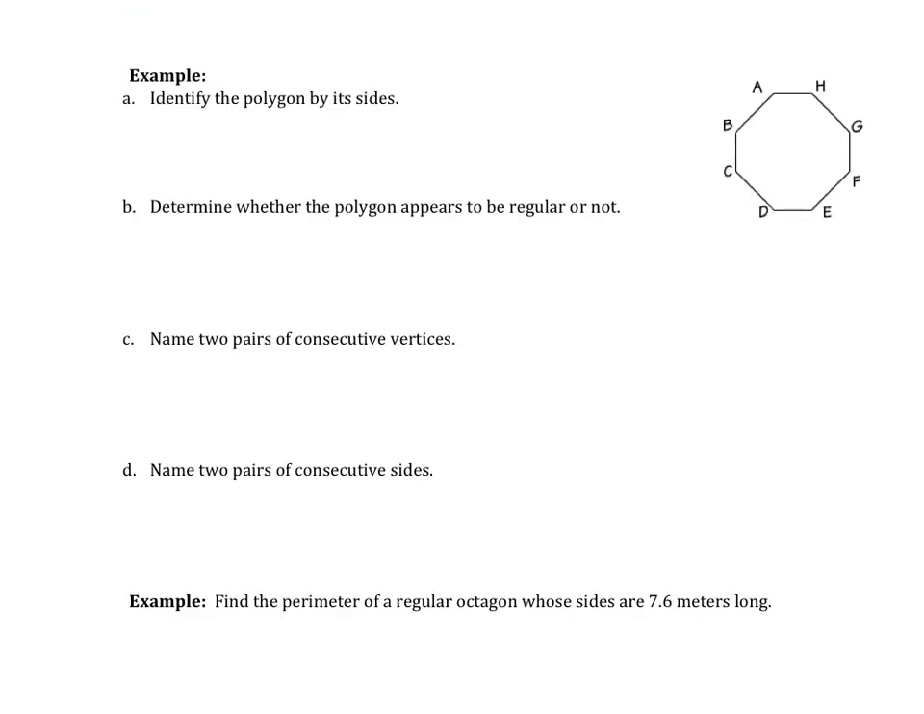Alright, so we're going to identify the polygon that we're given here by its sides. So identifying it by its sides is that first box at the top. I'm just going to count them. So we've got 1, 2, 3, 4, 5, 6, 7, 8 sides. So when we have 8 sides, we have an octagon here. Determine whether it appears to be regular or not.